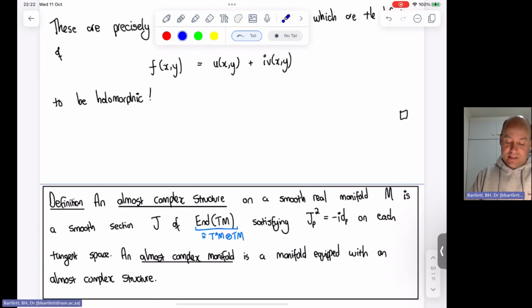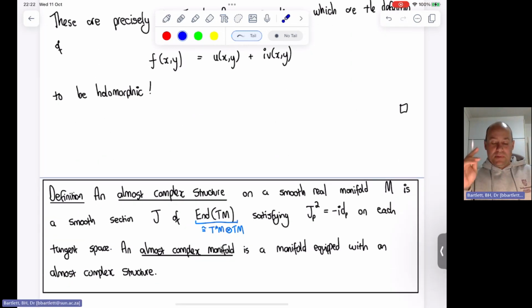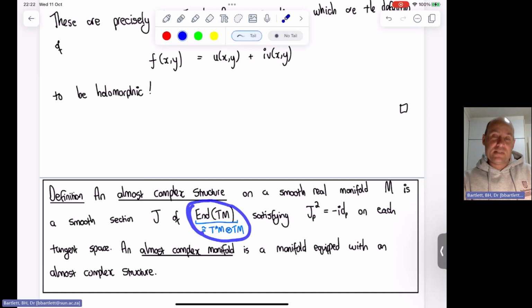Good, so that then allows us to make this definition: an almost complex structure on a smooth real manifold M is a smooth section J of the endomorphism bundle. What's the endomorphism bundle? It's the vector bundle which at each point has, as its vector space, the space of linear maps from the tangent space to itself. That's itself a vector space that forms a vector bundle. So to give a section of this bundle means that at every point, I've got to give a map from the tangent space at that point to itself.